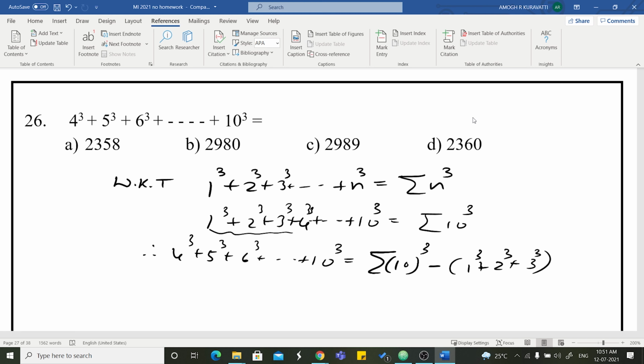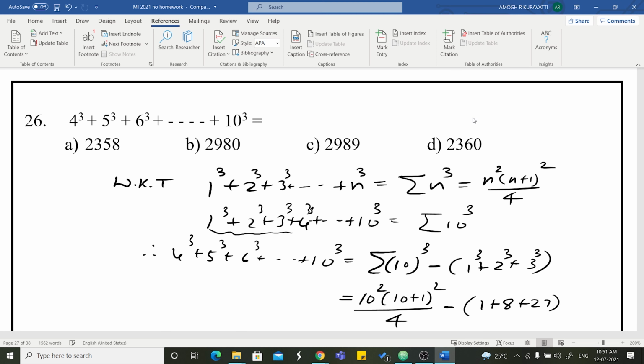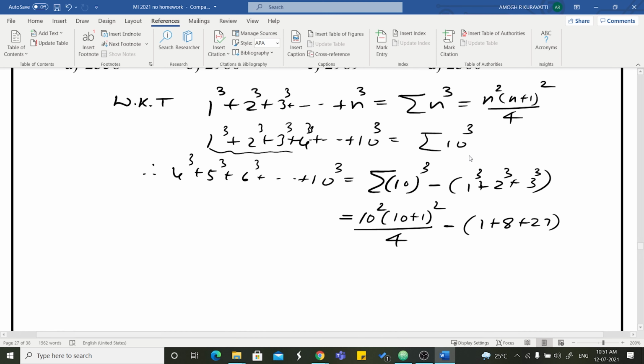Okay. So that is sigma 10 cube. What is the sigma n cube formula? n square into n plus 1 whole power 2 by 4. Put the value of 10. So that is 10 square into 10 plus 1 whole power 2 by 4, minus 1 cube 1, 2 cube 8, 3 cube 27. Then simplify. So that equals 10 square 100, 10 plus 1 is 11, square 121, divided by 4, minus 27 plus 1 is 28, plus 8 is 36.